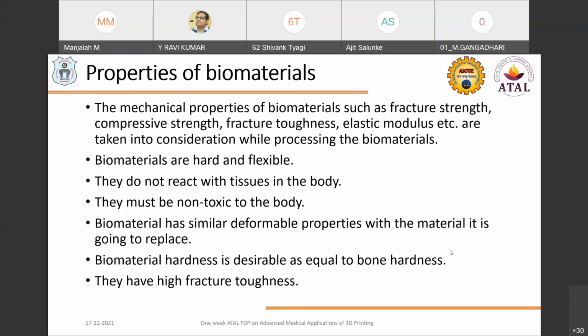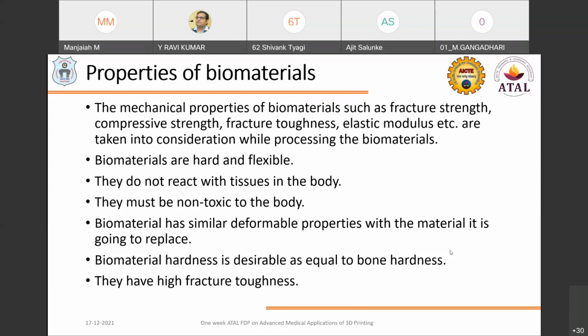And these biomaterials should be hard as well as flexible. They should not react with any tissues in the human body. They must also be non-toxic to the human body. And these biomaterials have deformation properties similar to the materials they are going to replace, such as human parts, organs or fractured places.